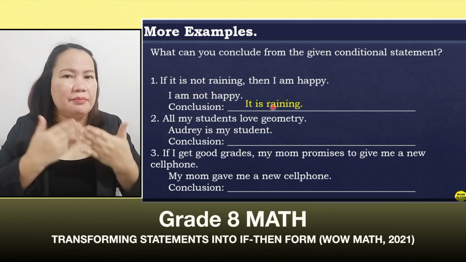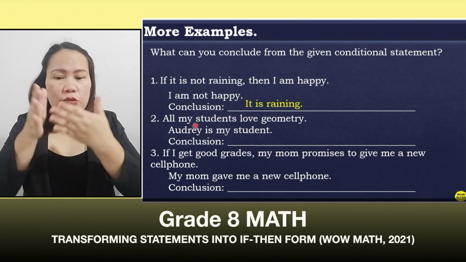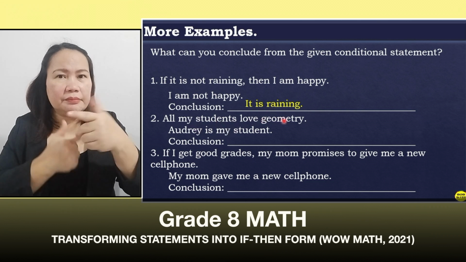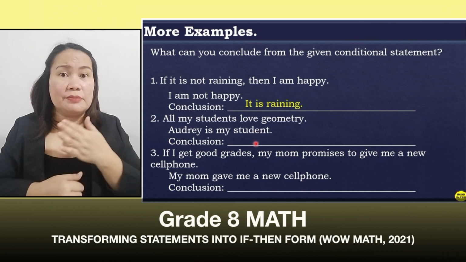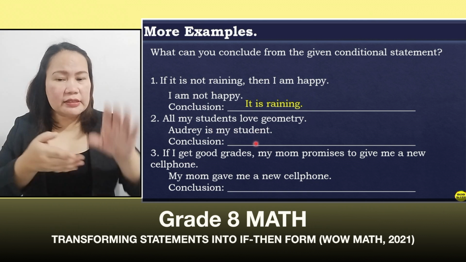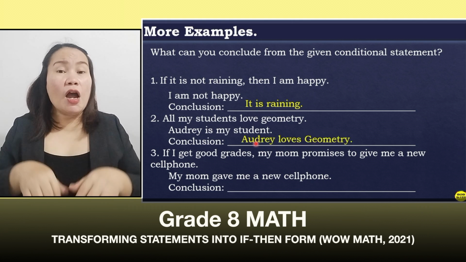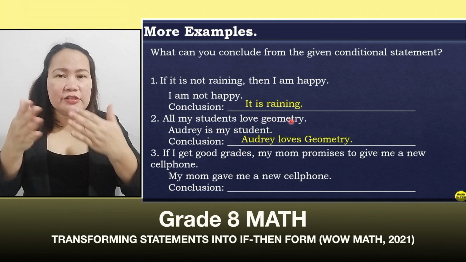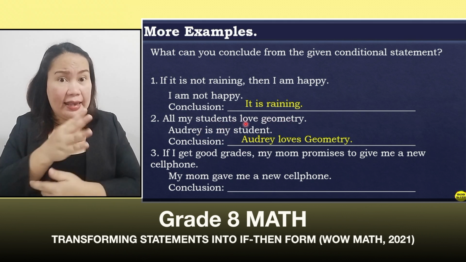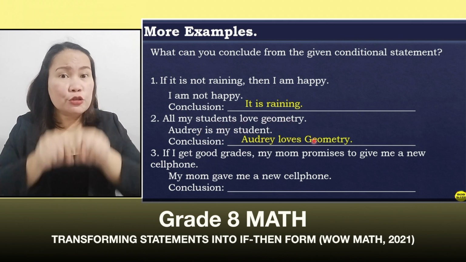Umuulan. Okay? Number 2, all my students love geometry. Audrey is my student. Therefore, what can you conclude or what is the conclusion? Audrey loves geometry. Since all my students love geometry and Audrey is my student, therefore Audrey loves geometry.